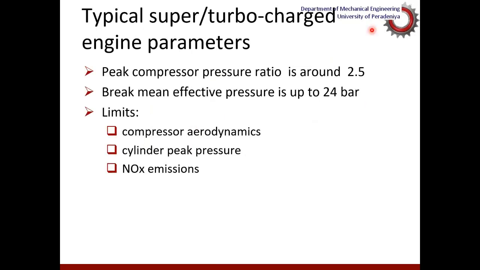Usually, the peak pressure ratio in a compressor is around 2.5, and the brake mean effective pressure consumed by the compressor is up to 24 bar, and the performance of the compressor is limited by the compressor aerodynamics, cylinder peak pressure, as well as the NOx emissions.